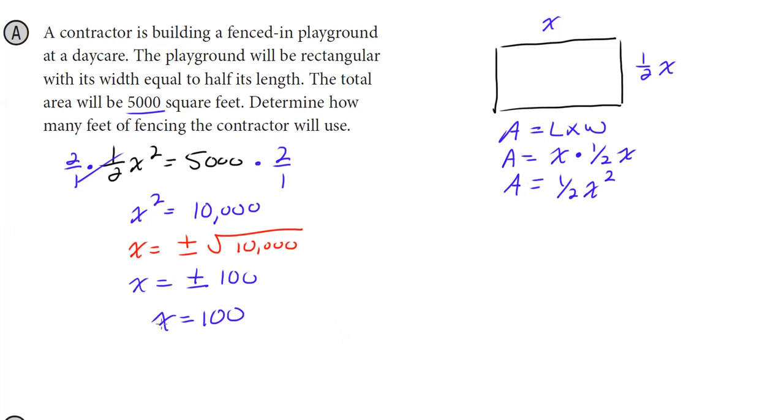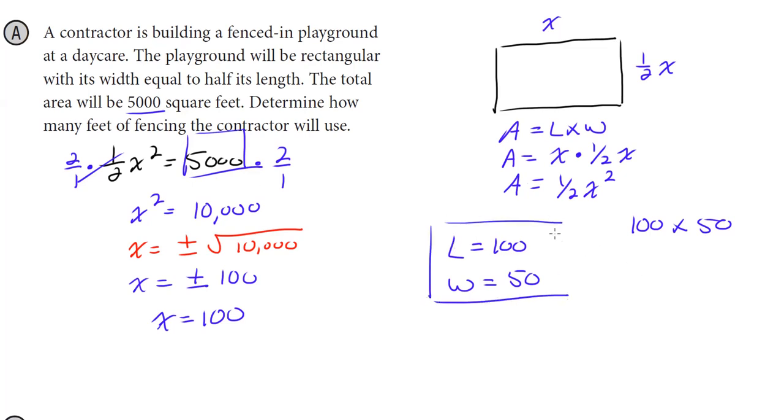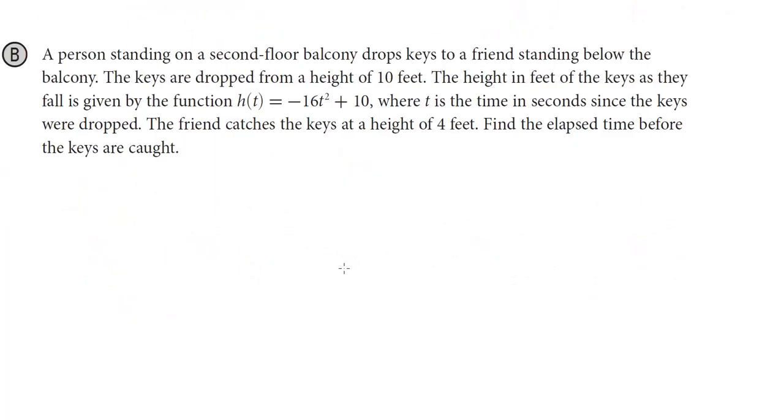So if x is positive 100 and x is the length, so the length is 100, and half x, the width, is half of that, so the width is 50. And you can see that works, because if you do 100 times 50, that gives you 5,000. So this is our correct answer right here. The length is 100 and the width is 50. All right, next example.